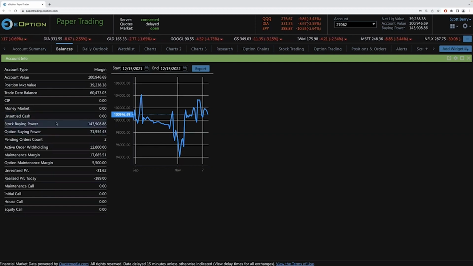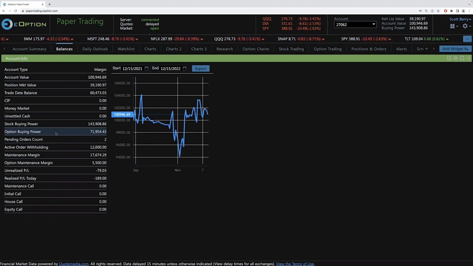Okay, then we'll go down to the next item, and this is your buying power section. And you'll notice the stock buying power is currently 143,000. Option buying power is half of that. If you are a day trade account, there will be a third line item. It's not currently in this item, but it will show a day trading buying power, which will typically be 4 times the option buying power.